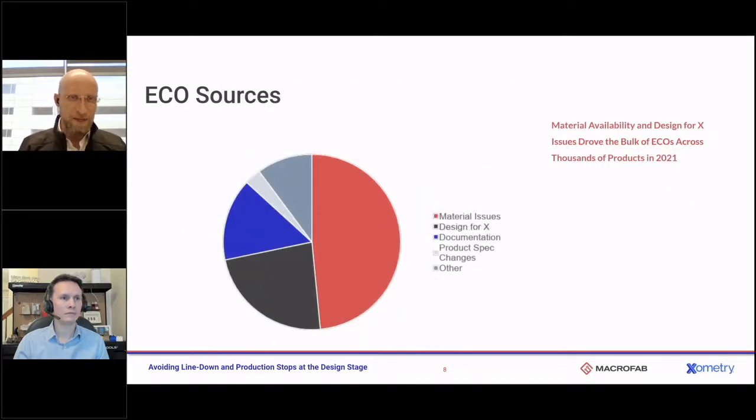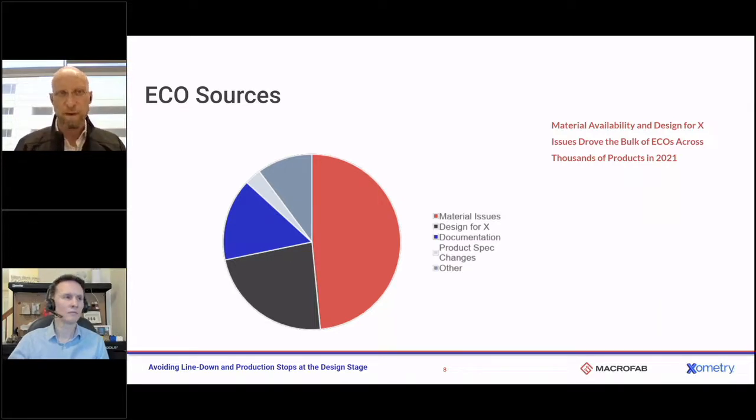where we tend to see issues as a contract manufacturer, and we produce thousands of products. I think we produced something like 5,000 products in 2021. I went through the data and looked at why we had ECOs, and almost half of them were for material availability issues. The next biggest cause was a defect in or an issue in one of the design for X phases. And then finally, we see things like product spec changes.